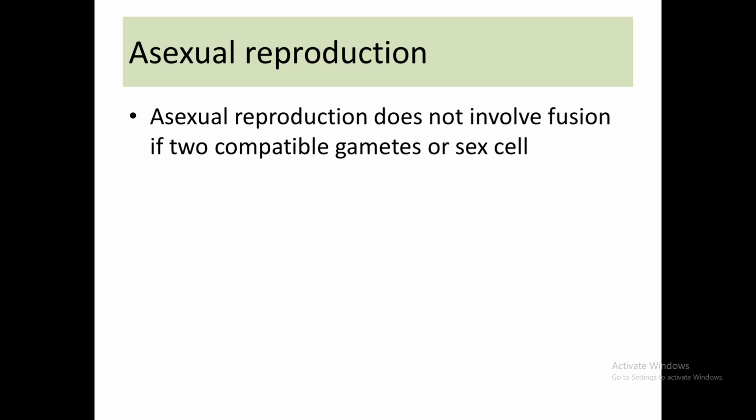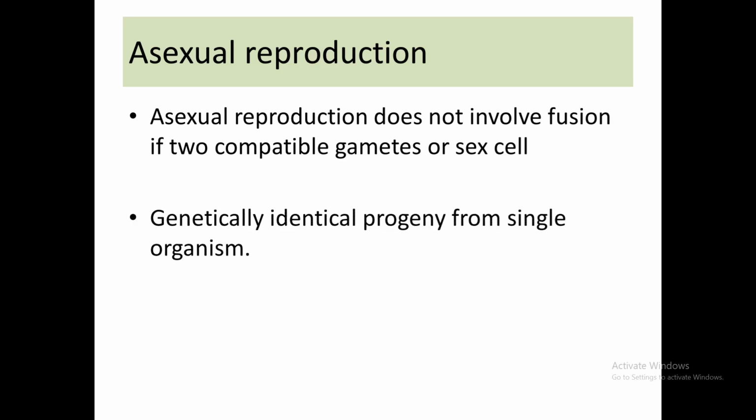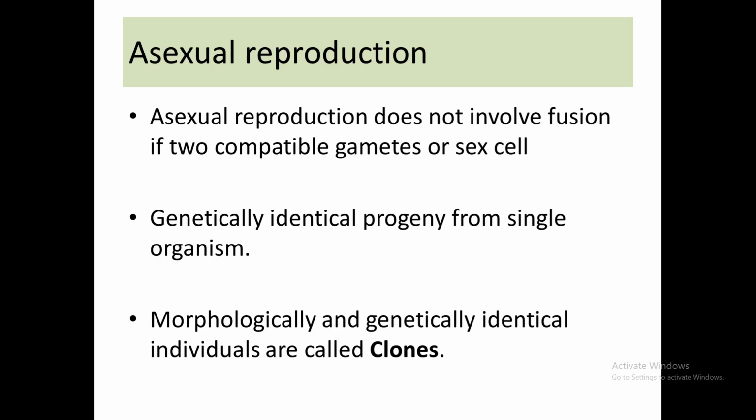If either one gamete is present, that gamete has the capacity to form the young one, and whether it is formed from the male gamete or the female gamete, that young one is similar to that organism. So we can say that the young ones formed are the clones of that particular organism, because they are morphologically and genetically identical individuals. It means that from the outside they look the same as their parents, and as per the genetic code they are also the same as their parents.